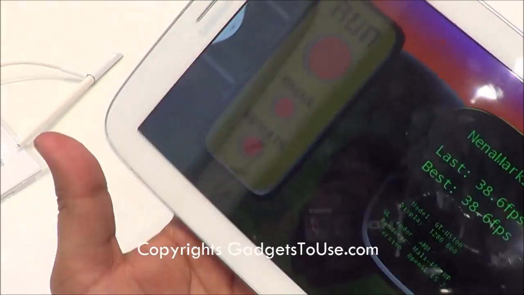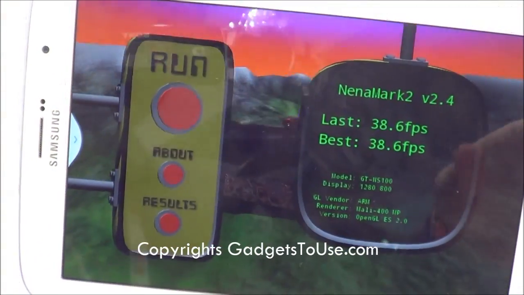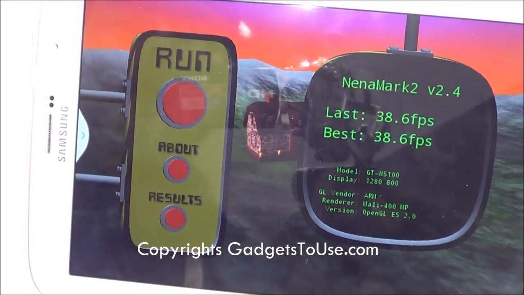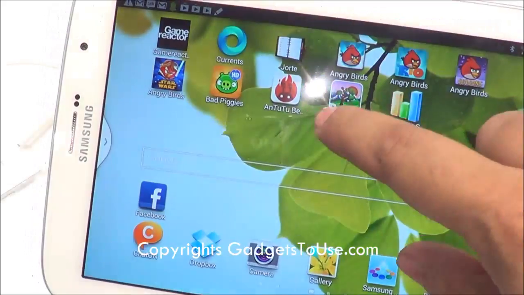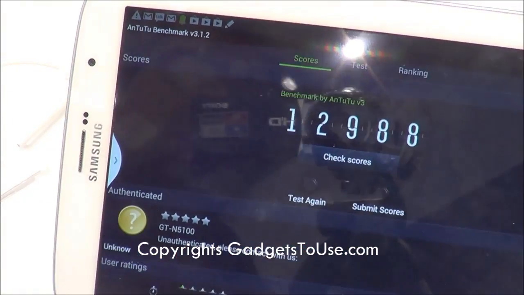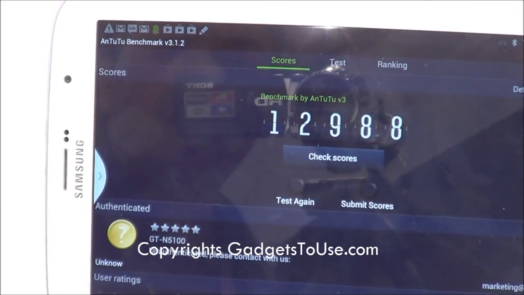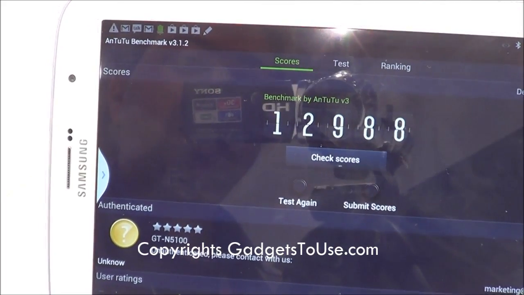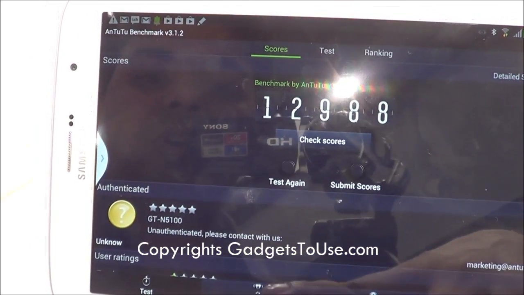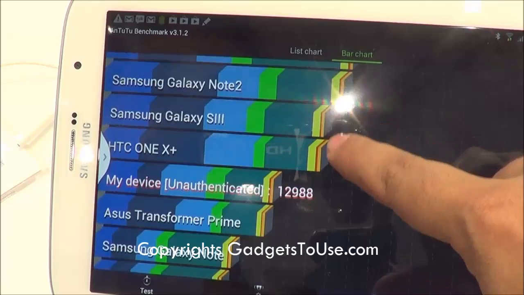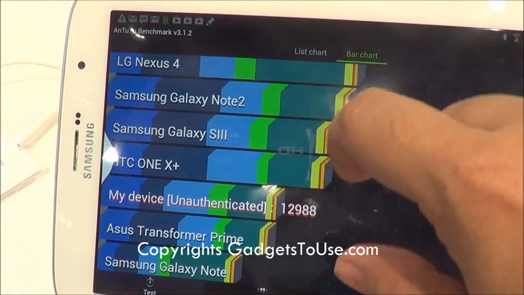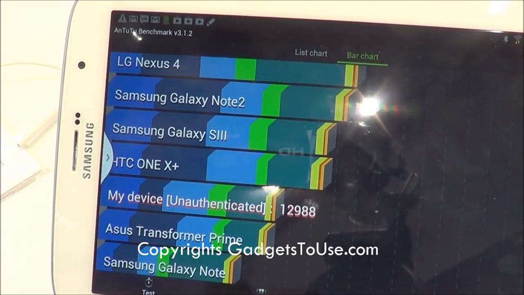We have also run the Nena Mark previously, and we have got a score of 38.6 FPS, which is quite good. And if I go back and show you the score of the Antutu benchmark, we also ran the Antutu benchmark, and we have got 12,988, and we ran this test when there was no application running on this particular device. If we take a look at the chart, here is the Samsung Galaxy Note 8, which lies just below HTC One X Plus.